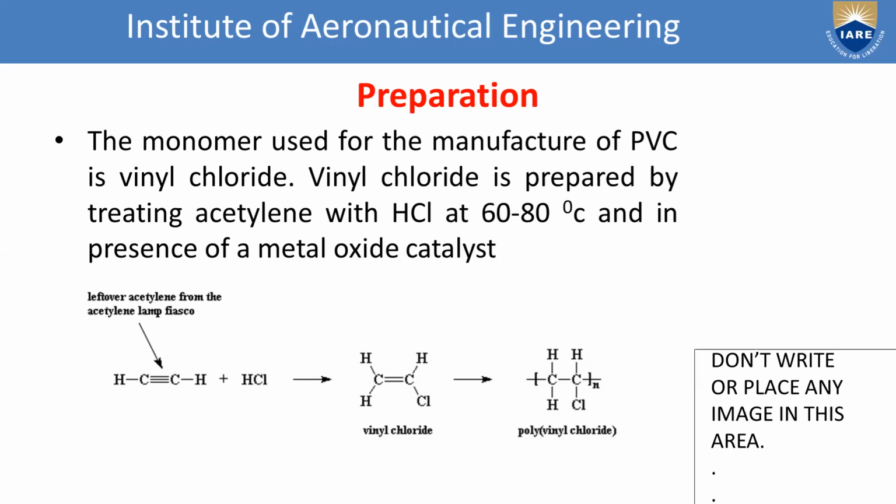First of all, we see acetylene. The formula for acetylene is C2H2, and the structure is CH triple bond CH. It reacts with hydrochloric acid to give vinyl chloride. The structure of vinyl chloride looks like ethylene. The structure of ethylene is CH2 double bond CH2, but the structure of vinyl chloride is CH2 double bond CHCl. That means one hydrogen is replaced by chlorine. That is the main difference in this structure.